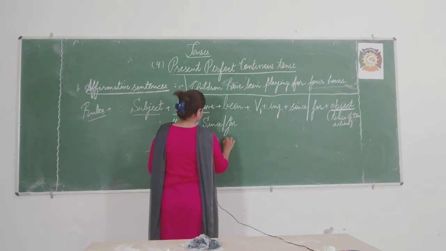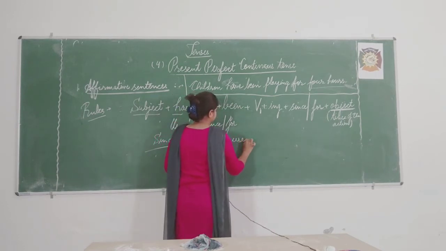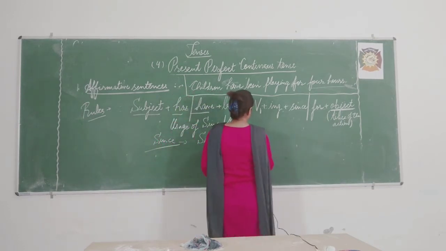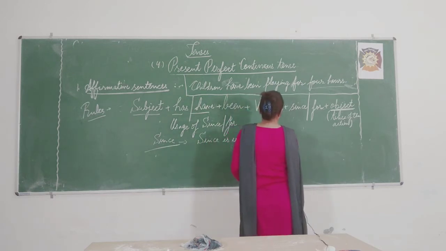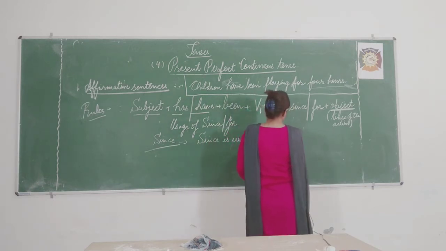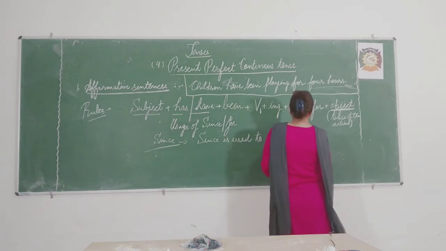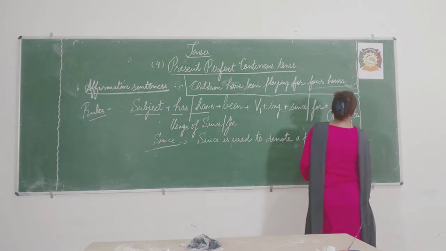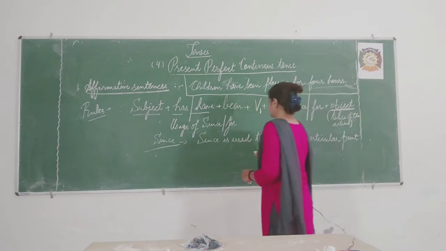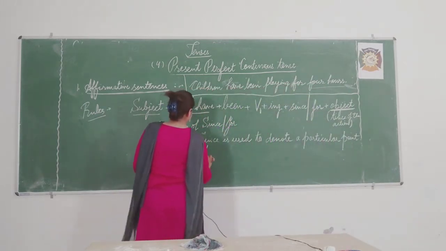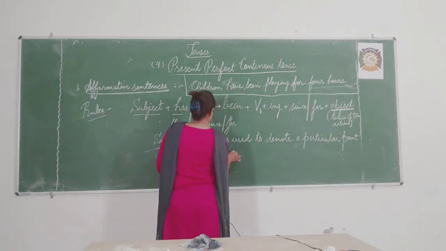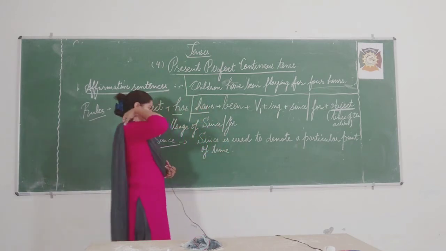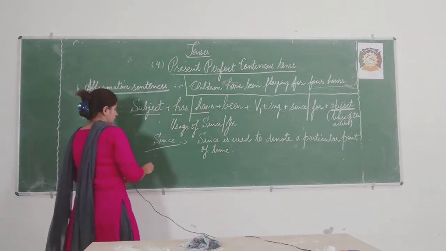Since is used to denote or to tell about a particular point of time. All right, now comes for. Usage of for.